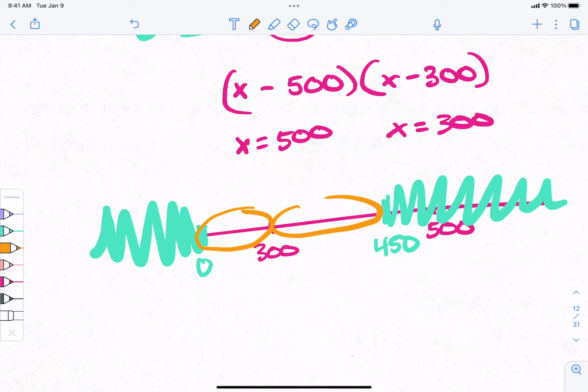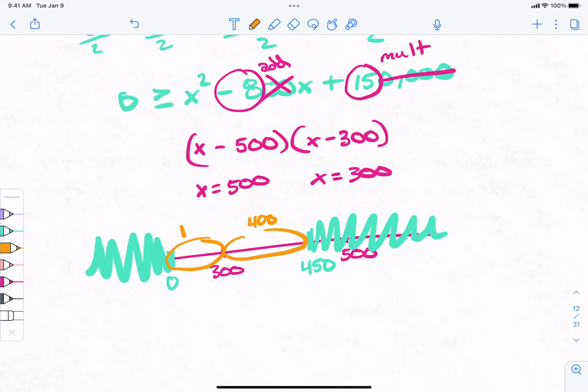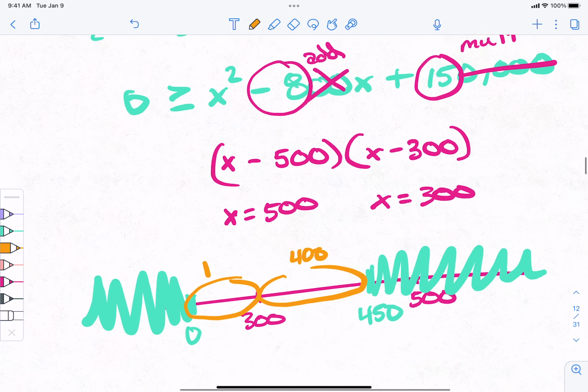So give me a number from 0 to 300. 150? I'm going to do like 100 or 10, or 1. Let's plug 1 in. All right. What about 300 to 450? Maybe do like 400. I like 400 because it has zeros on the end of it. Okay, follow along.